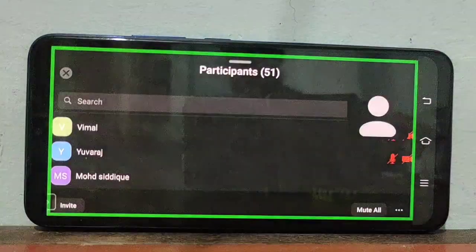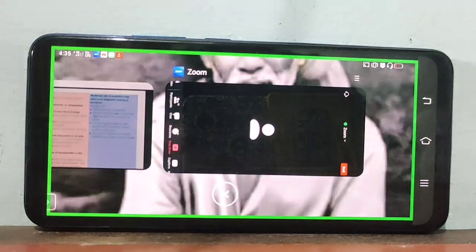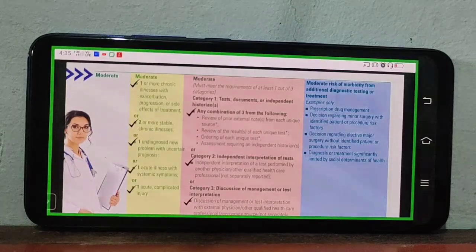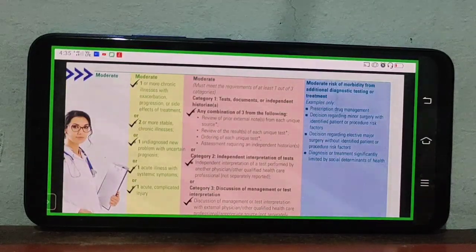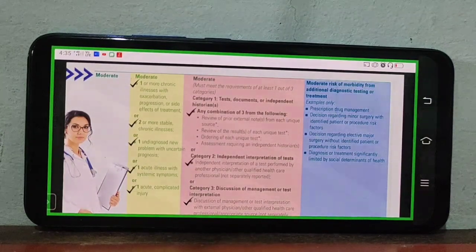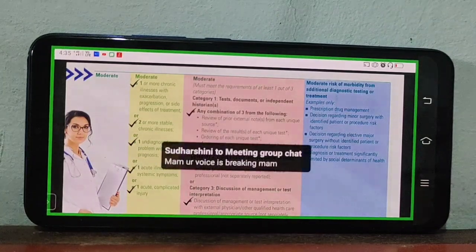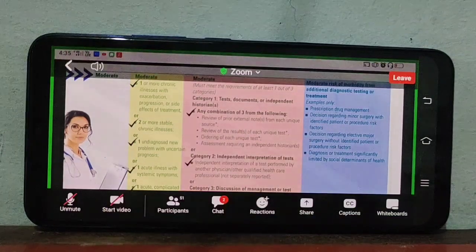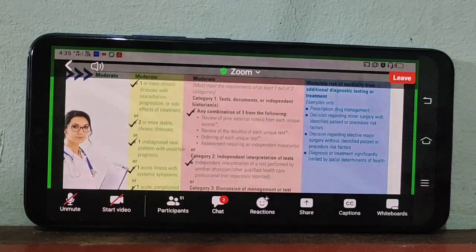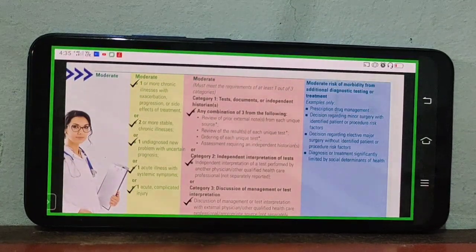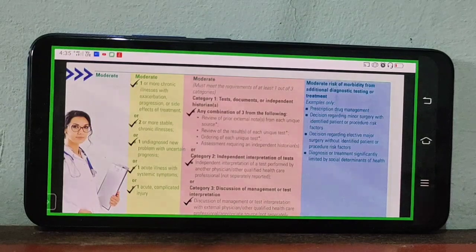Okay. Then if a doctor takes, in these 4 points, I need any one. Then the last third point is decision regarding major surgery, but the risk factors are not discussed with the patient. That means the risk of the surgery is called the risk factor. If the risk factor is not discussed with the patient, that will get 1 point.